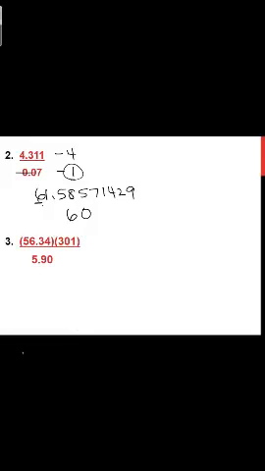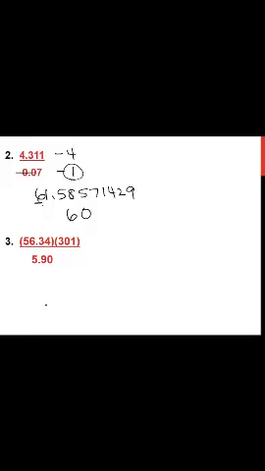Try this next one on your own. Make sure that you do your multiplication first, and then you do your division last. Pause the video if you need to, and then replay it to double check your answer.